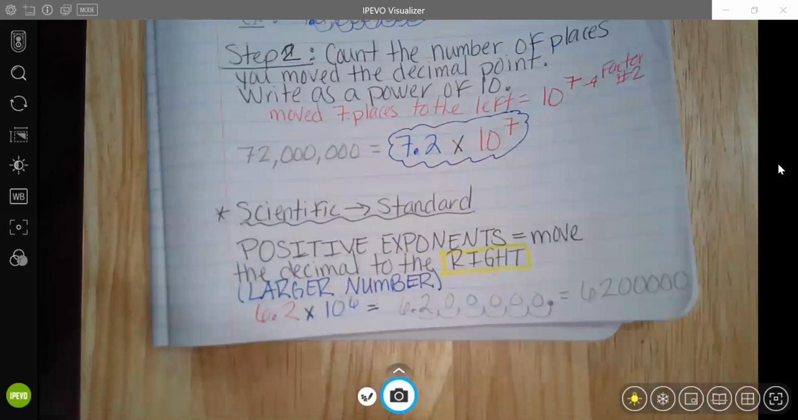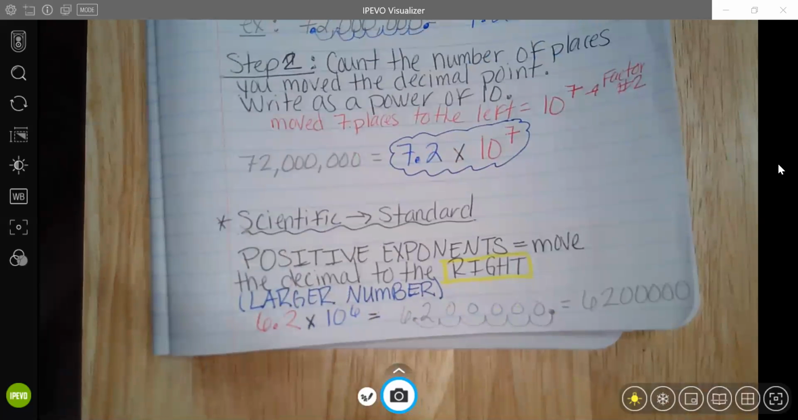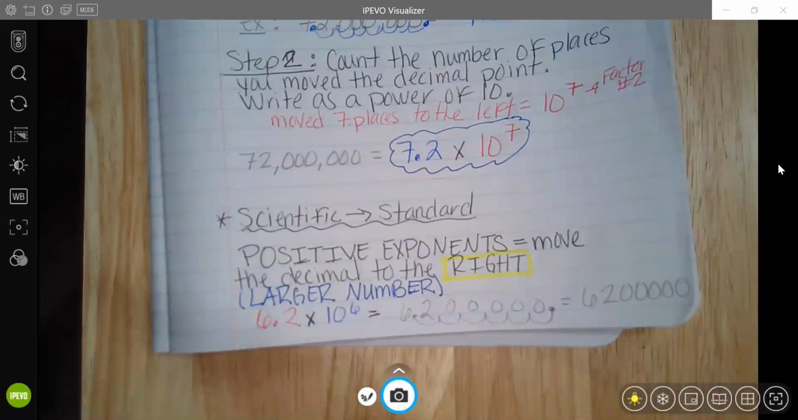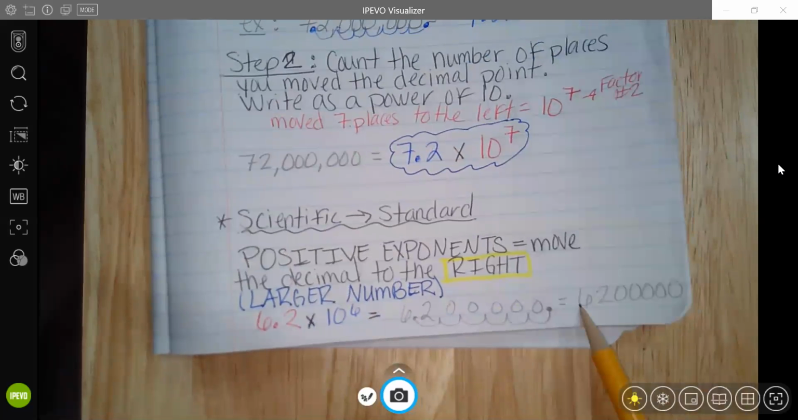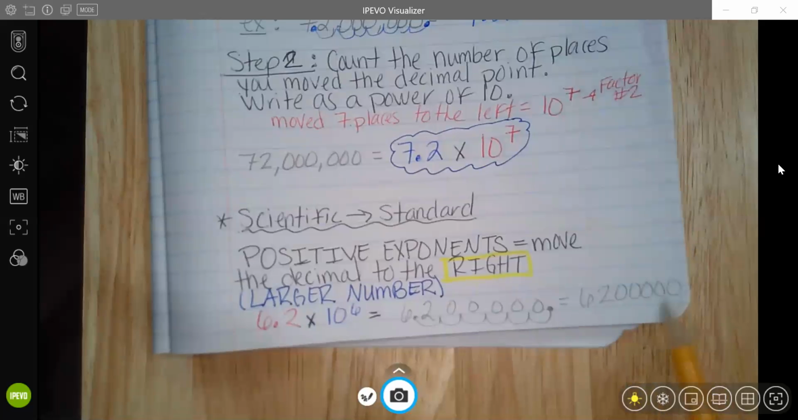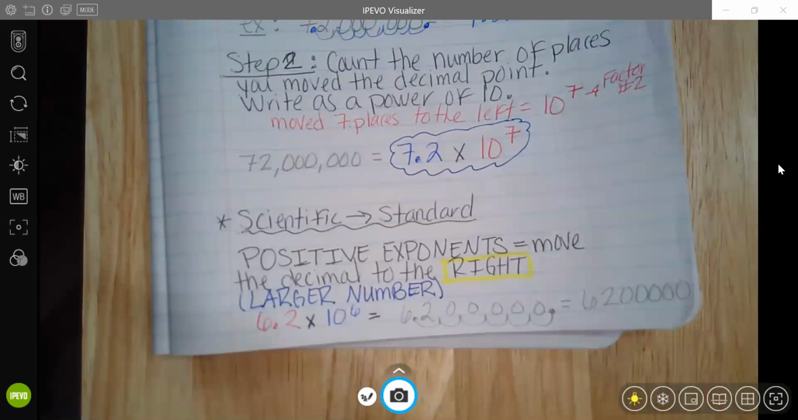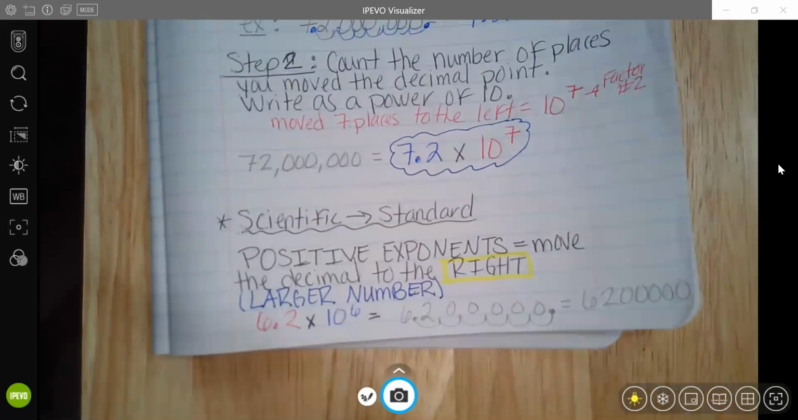Julio. For every 3 zeros, you put a comma, like every 3 digits. But do I start on the left side? Do I go from here and count 3? Or do I go from the right and count 3? From the left to the right. So from here to here. Yes. Are you sure?